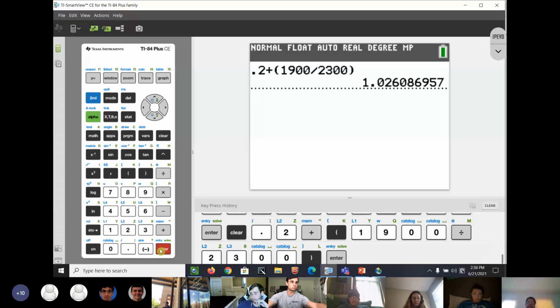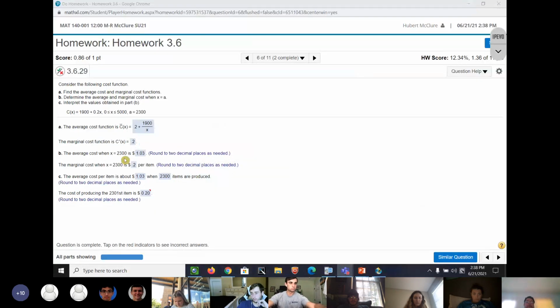So if you're making widgets, it's going to cost you $1.03 to make 2,300 widgets. After that, it's 0.2 for every one after that. 0.2 is 20 cents. So 20 cents for each one after that, because that's your marginal cost. $1.03 for 2,300. After 2,300, it's $0.2 or 20 cents per item. And that's what they're asking you right there.